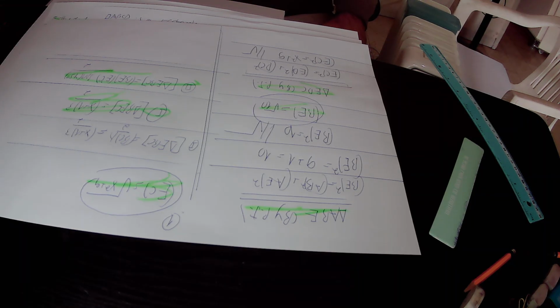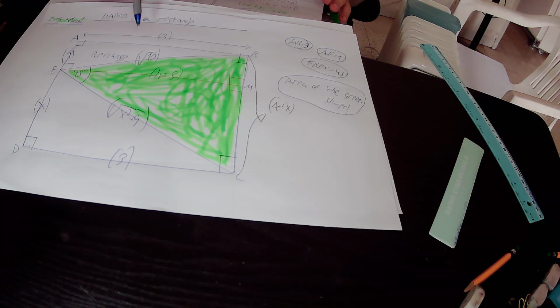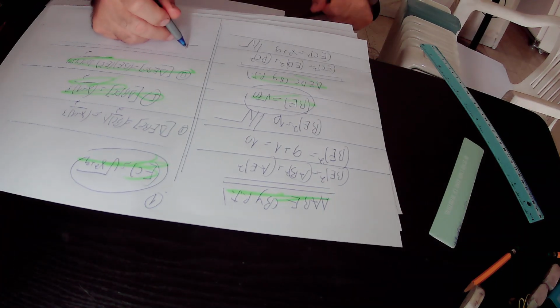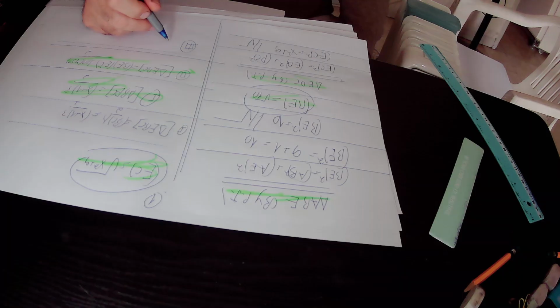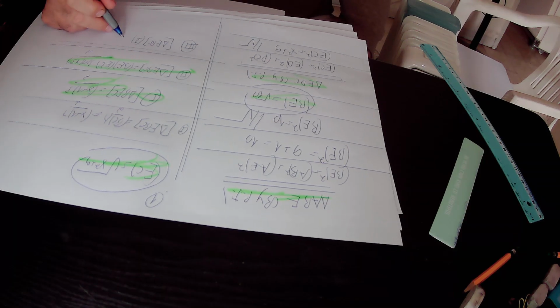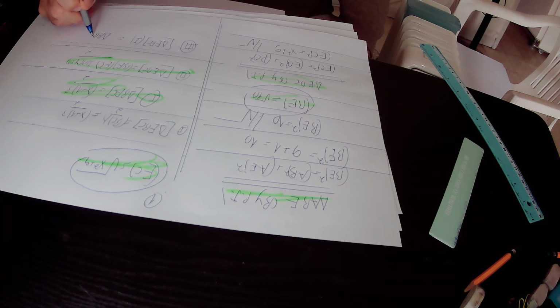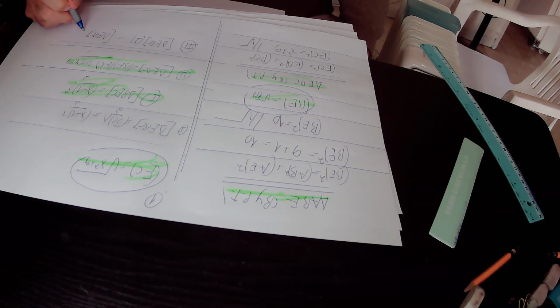In the next step we create equation 3 that says that the area of this green triangle EBC according to the first method of calculation must be equal to the area of the same green triangle EBC according to the second method of calculation.